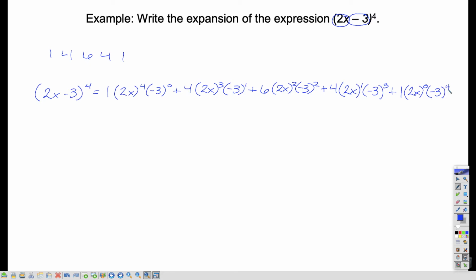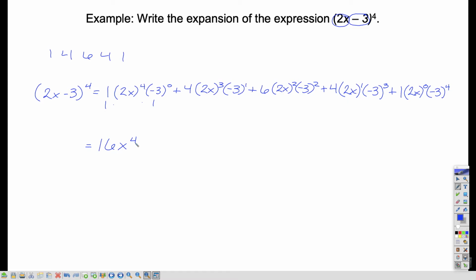Now we just go do the math. Well, I have negative 3 to the 0 is what? 1. And all these are times each other, yes? Okay, well, I have 2x to the 4th. So that means 2 to the 4th, which is what? 16x to the 4th, correct? You have to take that 4 to both.